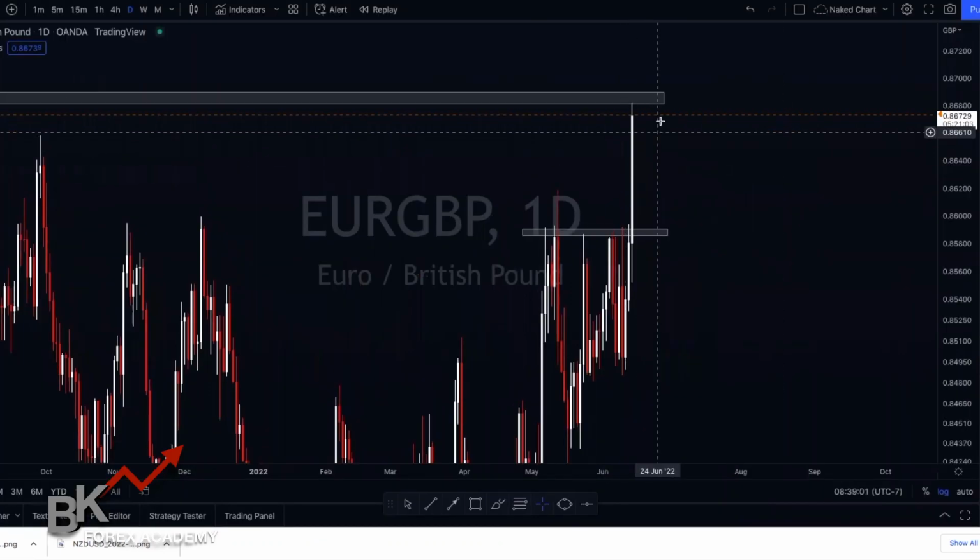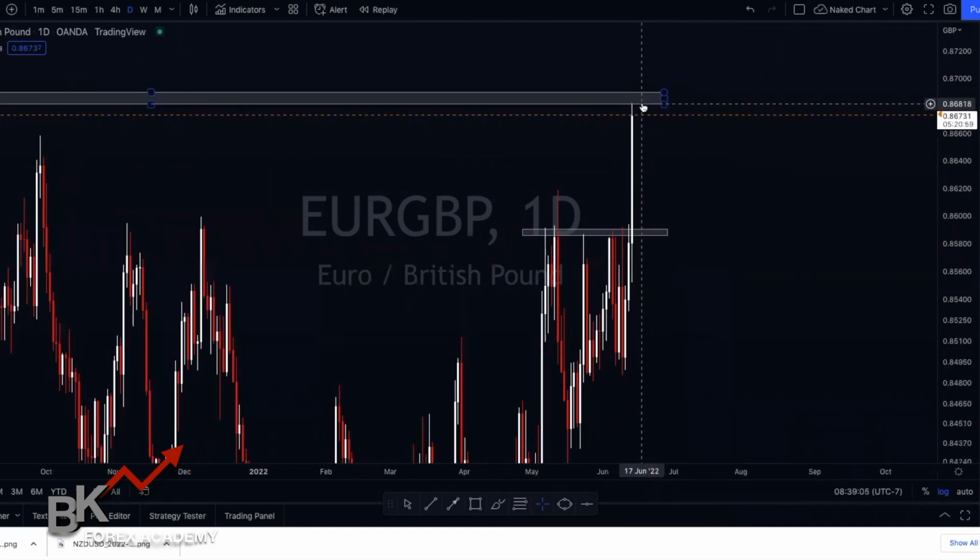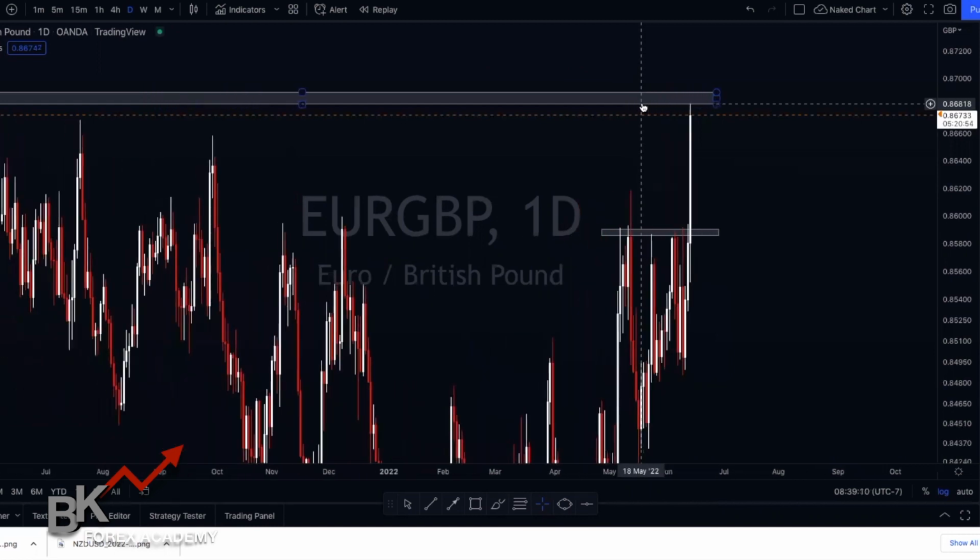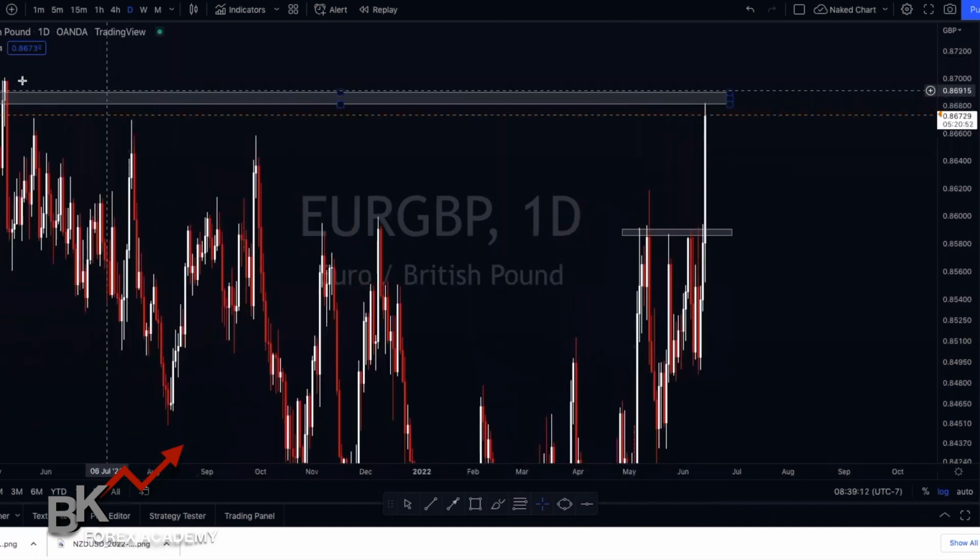All right, so we're back in the chart of Euro GBP. I'm going to enter around here at the 0.8681 area. And then I'm going to put in another lot size if it pushes further up, just above this here, so around this area, around 0.8697.